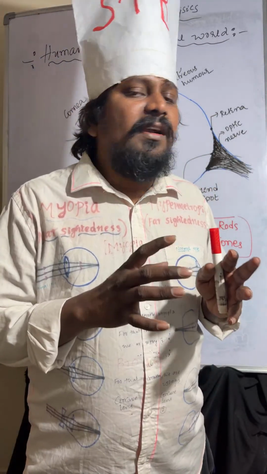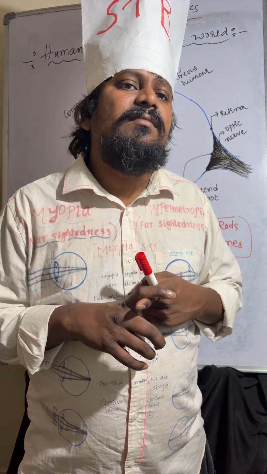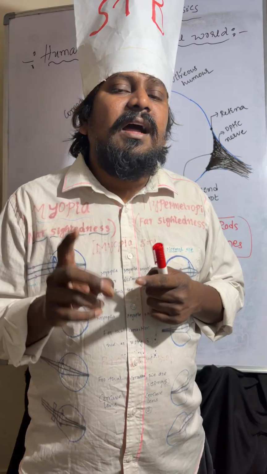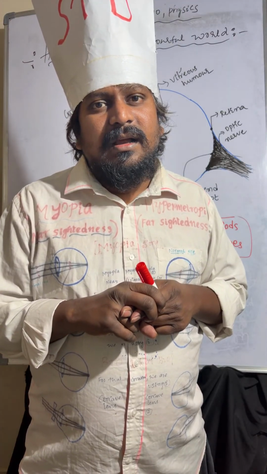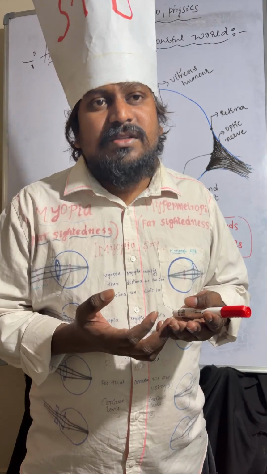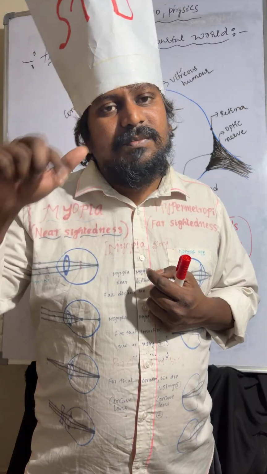Whatever image is formed at the retina is real and inverted, and that too a 2D image. That will be converted into electrical signals and reach the brain.